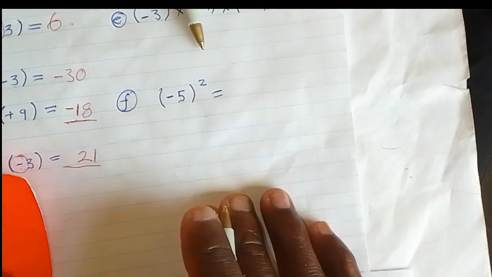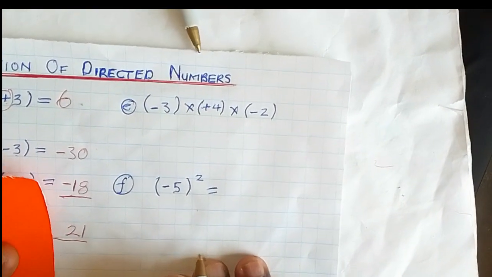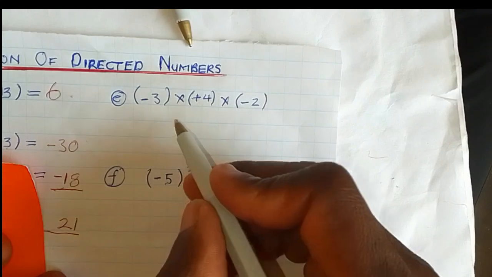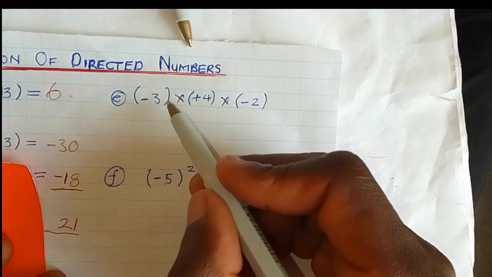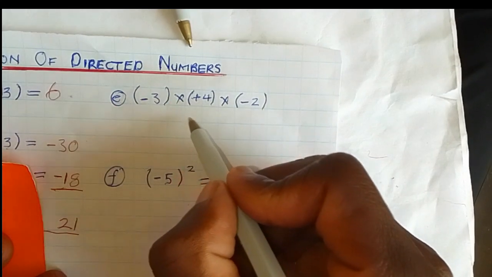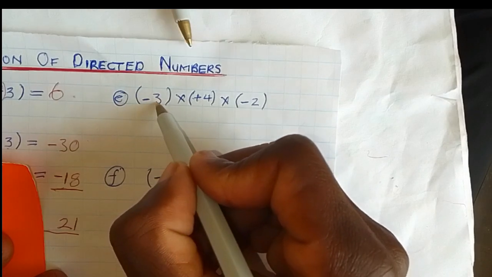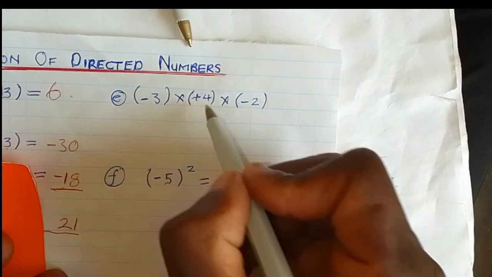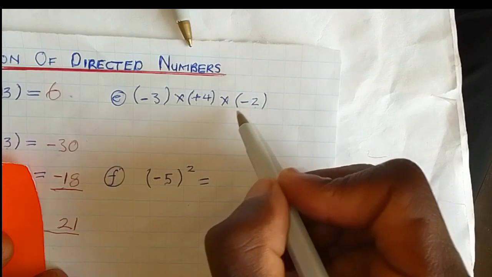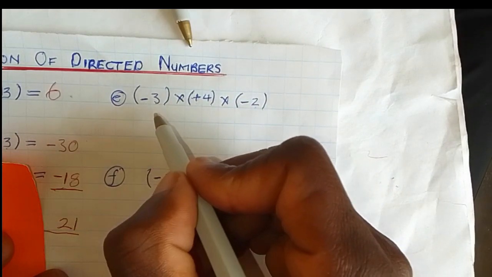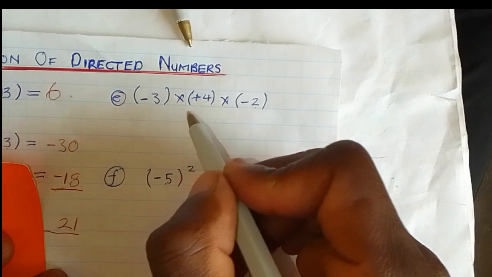I hope we are still together. Let's look at part E. In part E, we have a quite complicated one, but we are going to simplify it for you guys. Let's get started. Negative 3 multiplied by a positive 4 multiplied by negative 2. So to make your life simpler, you have to take it a bit by bit, step by step.